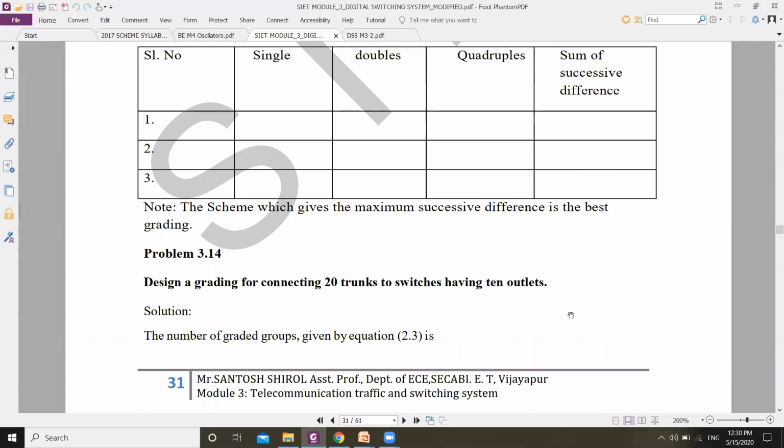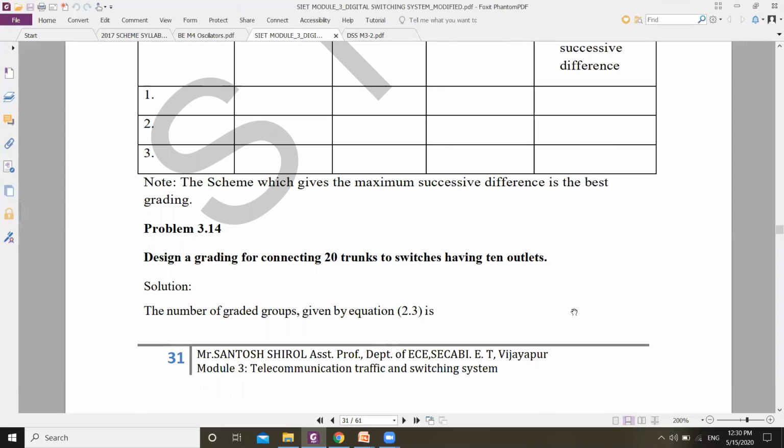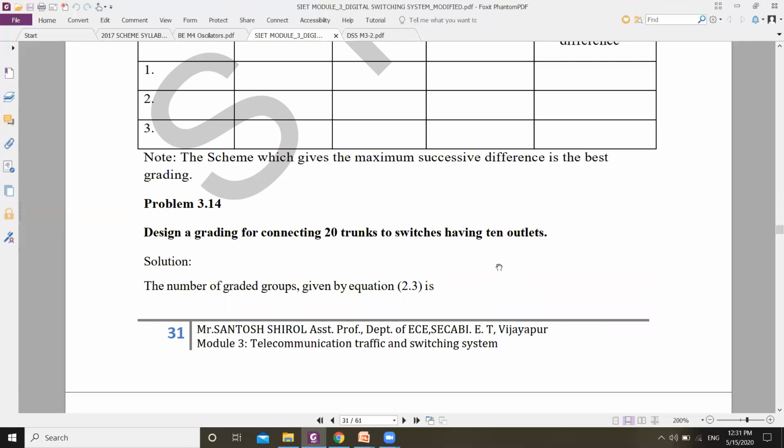Fine. Let us take one problem over here. It was asked once in a previous year question paper, a very important one. Design a grading for connecting 20 trunks to a switch having 10 outlets. So I repeat, design a grading for connecting 20 trunks, that is N, capital N is 20, to the switch having 10 outlets. Fine. So let us see the solution for this.